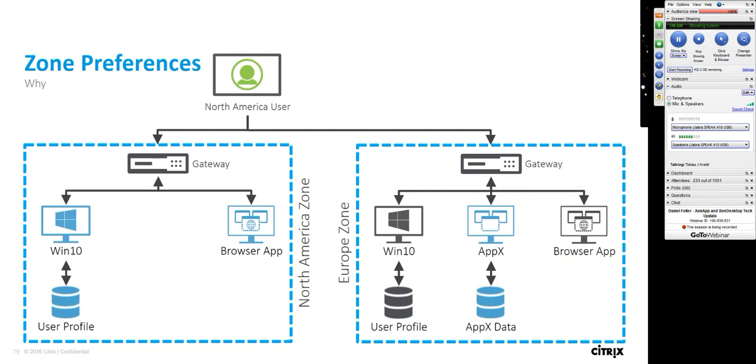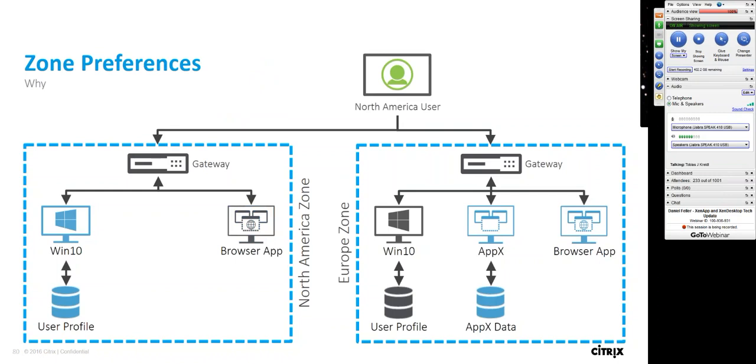So for Windows 10 desktops, you want the user home. For the browser app, you want a user location, and for AppX, you want an app home. So this is how you look at the three different ways to define your zone preference.